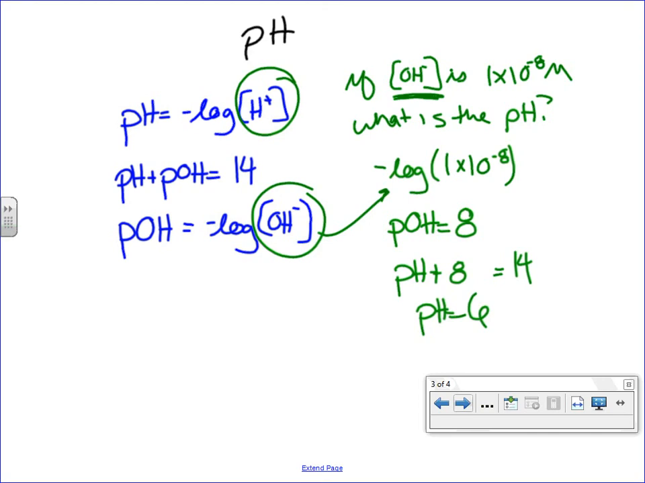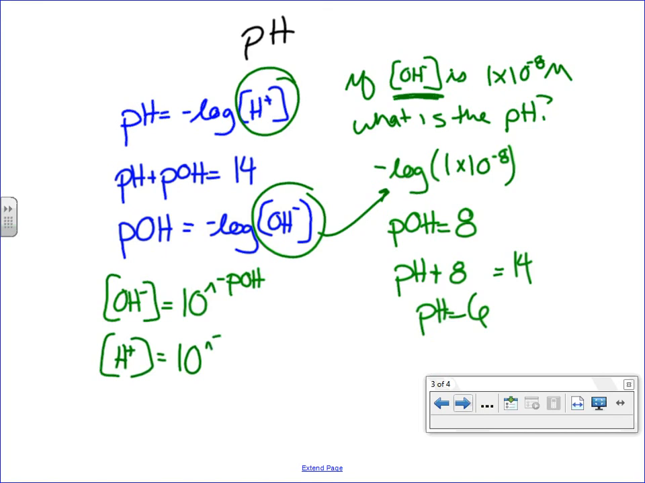To go backwards, to get the OH minus concentration, you do 10 raised to the negative POH power. And to get the H plus concentration, you do 10 raised to the negative pH power. Okay, so be comfortable going back and forth. Make sure you use your parentheses, okay?